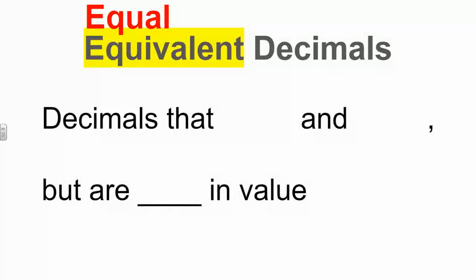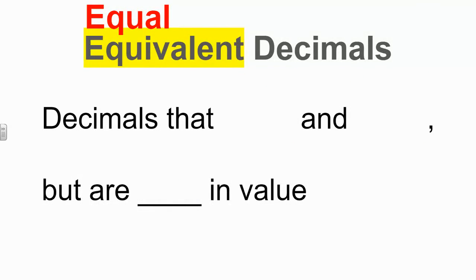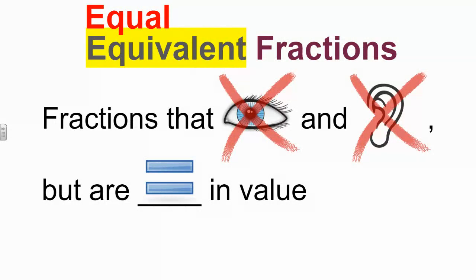When we talked about equivalent in the beginning of the year, we were focusing on equivalent decimals, right? And equivalent decimals are simply decimals that look different and sound different, but are equal in value. For example, 3 and 67 hundredths and 3 and 670 thousandths, having nothing in the thousandths place and having a zero in the thousandths place mean the same thing, making the decimals look different, sound different, but really mean the same thing. Obviously, we're not working with decimals anymore.